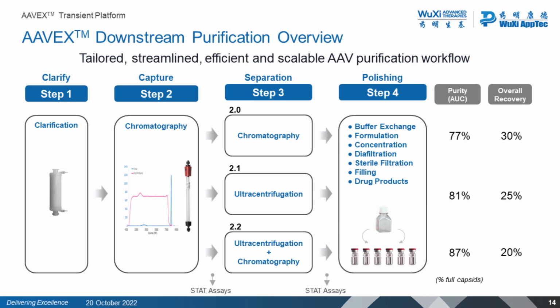This downstream purification workflow summarizes the 3 platform options AAVX offers, depending on the client's preference of final drug product purity and the overall process recovery. The purification recipe starts uniformly with clarification and the AAV capturing chromatography. After that, in order to separate full capsid AAV from empty and partially packaged AAV, you can either go for another AEX chromatography, we call it 2.0, or using ultracentrifugation 2.1, or you can choose to combine both 2.2.